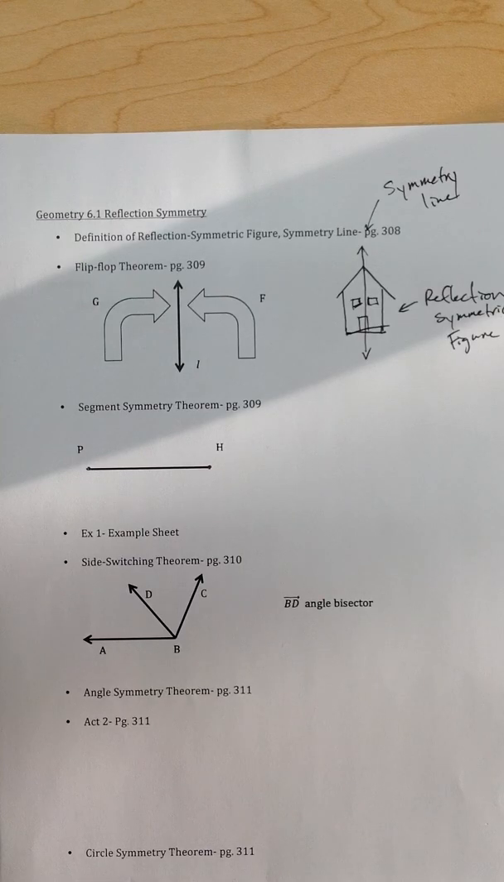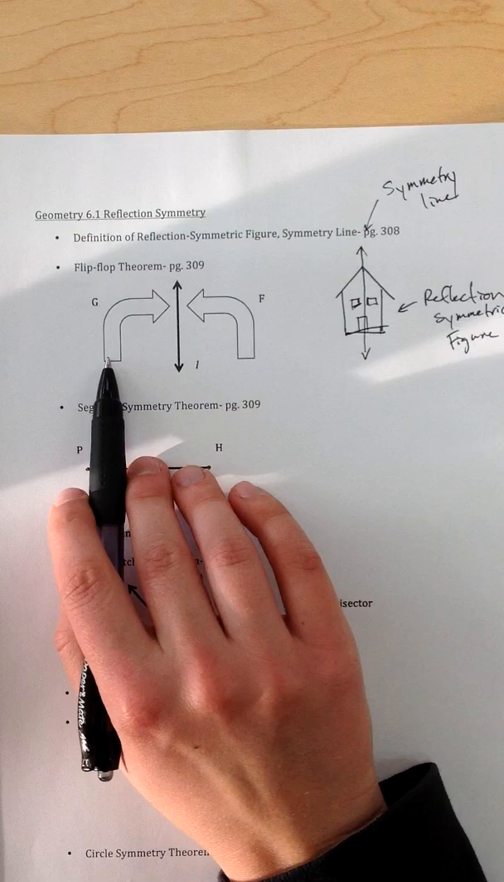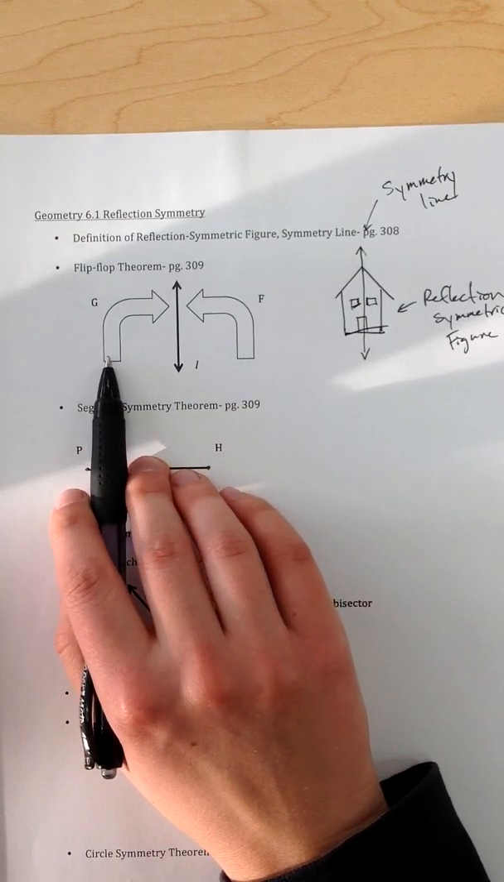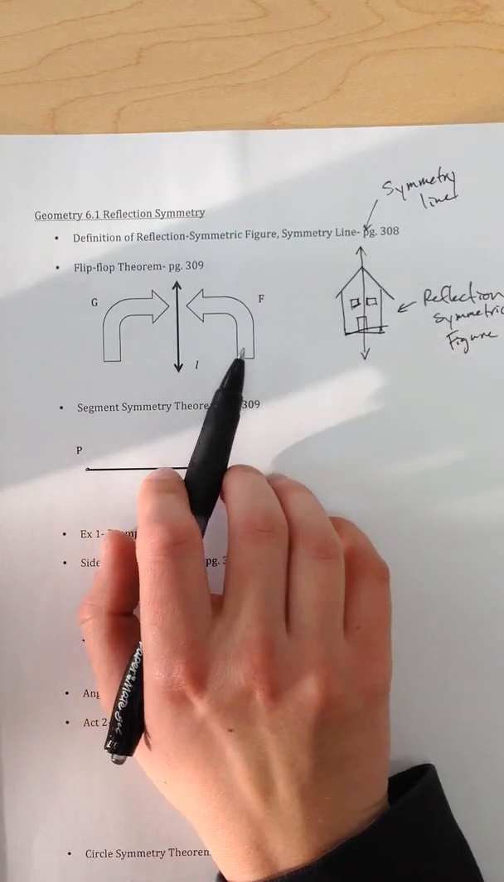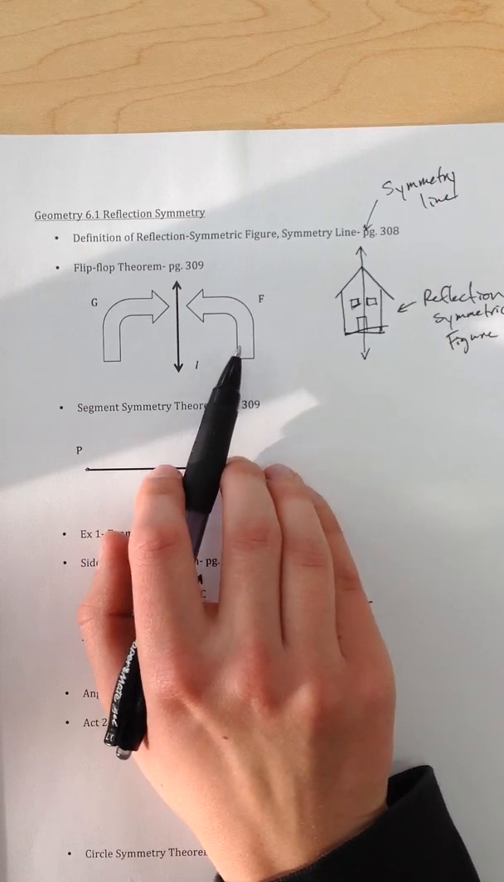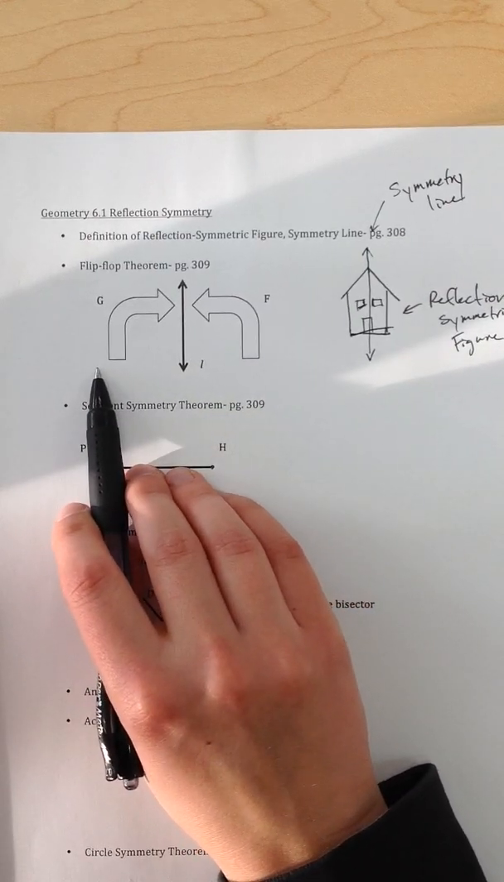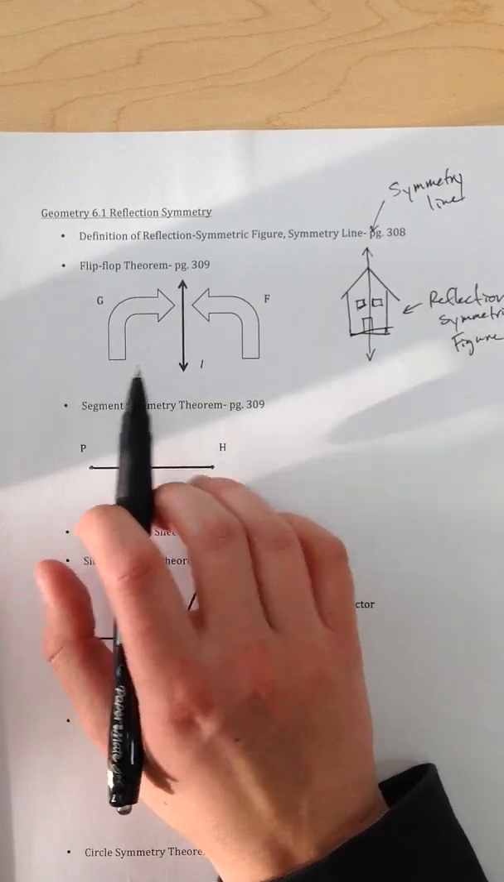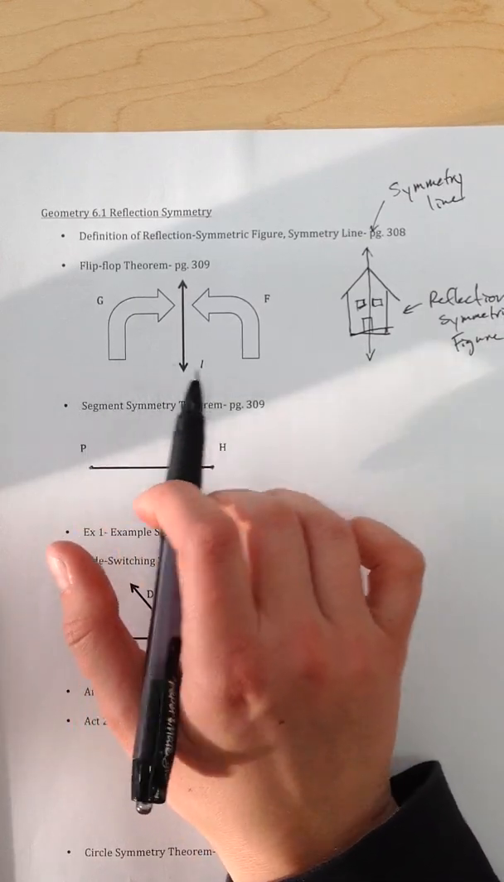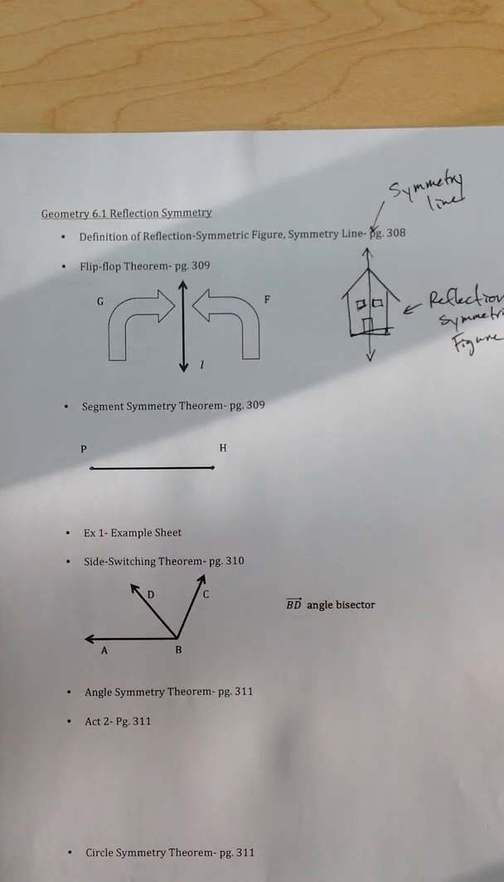What it's basically saying here is if we took this picture G, flipped it over this line L and got F, we could have also started with F, flipped it over that line L, and got G. So all this theorem is saying is you can flip either way, and both of those pictures will still match up with each other. You could start with F, you could start with G, either way works.